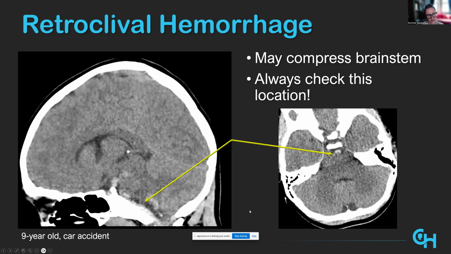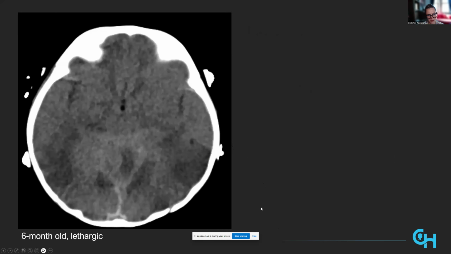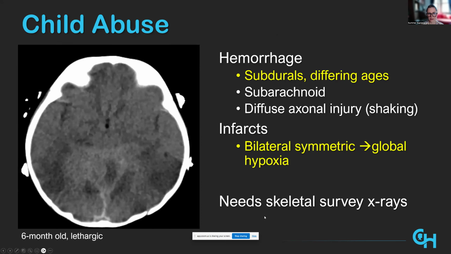All right. Here we have a 6-month-old who is lethargic. So not a lot of history, just a baby who's not doing much. And we see a lot going on in the head here. So we have hemorrhage, we have some hypoattenuation. In this 6-month-old, this was found to be child abuse. So this is some very severe intracranial injury as a result of that abuse.